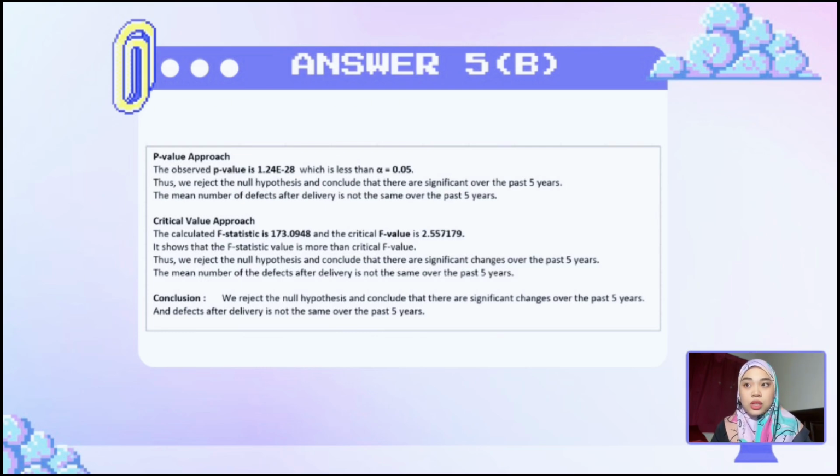For the critical value approach, the calculated F statistic is 173.0948 and the critical F value is 2.557179. It shows that the F statistic value is more than the critical F value. Thus, we reject the null hypothesis and conclude that there are significant changes over the past 5 years. The mean number of defects after delivery is not the same over the past 5 years. The conclusion is that we reject the null hypothesis and conclude that there are significant changes over the past 5 years, and defects after delivery are not the same over the past 5 years.